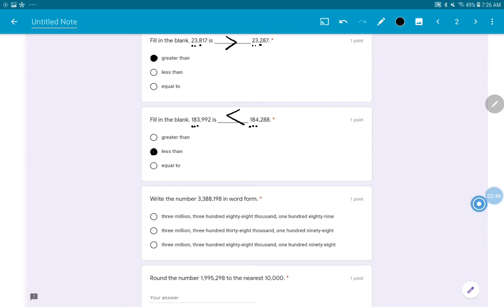Next, we're writing the number 3,388,198 in word form. So remember, when we write numbers in word form, we're going to write them just how we say them. We're going to name each period. So I have 3 million. And I'm going to name my thousands period 388,000. Then I name my units period 198. 3,388,198. This middle choice is correct.